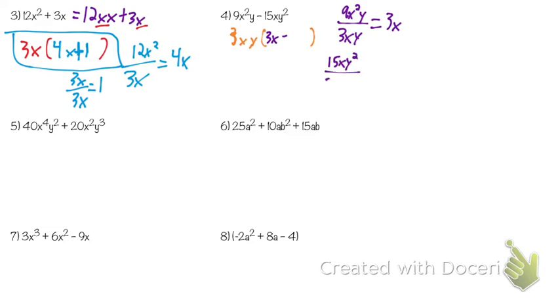15xy squared divided by 3xy. Can anyone tell me what this leaves us with? 5y. Now, do 3x and 5y have anything in common? No. If we were to distribute back in, would we get what we started with? Yes, then we did it correctly and we're done.